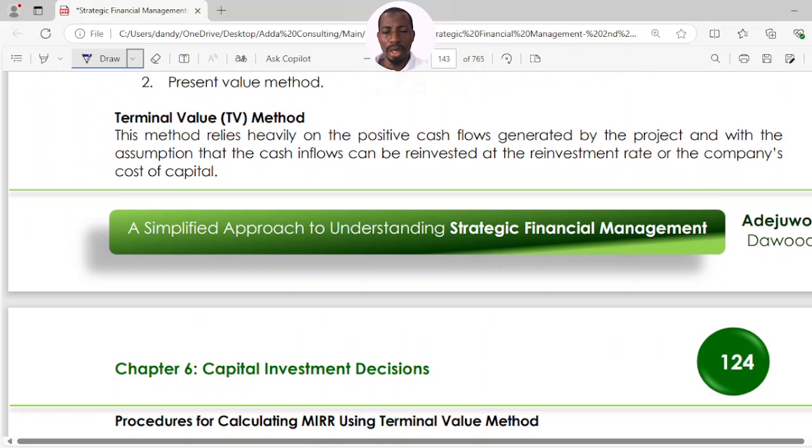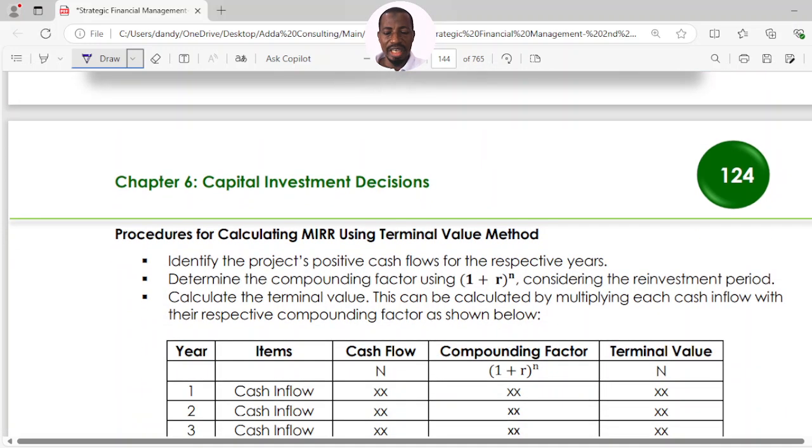Like I've explained, this method relies heavily on the positive cash flows generated by the project, with the assumption that the cash inflows can be reinvested at the reinvestment rate or at the company cost of capital. Because your intention of using terminal value is that the cash flow generated by the project, you want to reinvest it, which is consistent with the definition of a modified internal rate of return, which assumes that the cash flow generated can be reinvested at the reinvestment rate or at the company cost of capital. So I've already explained the procedures.